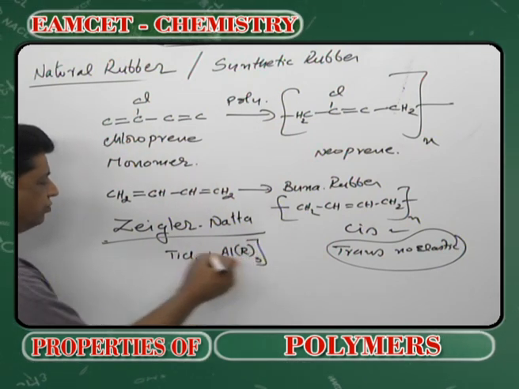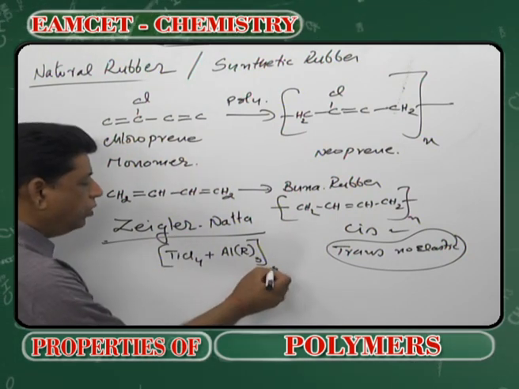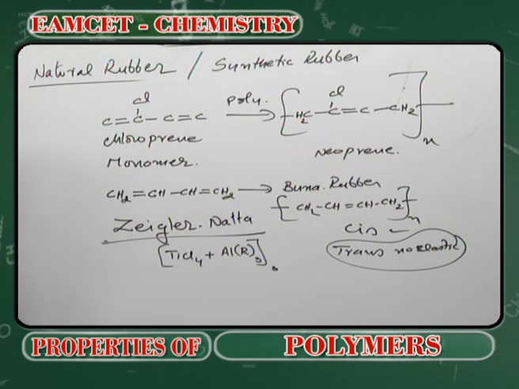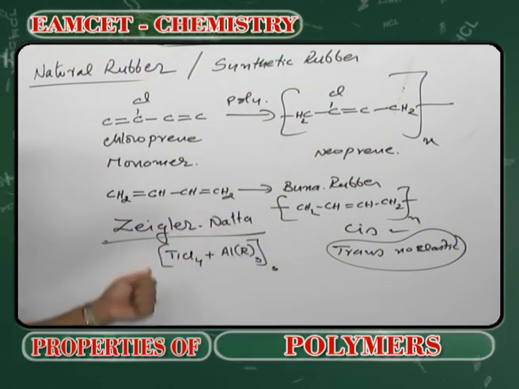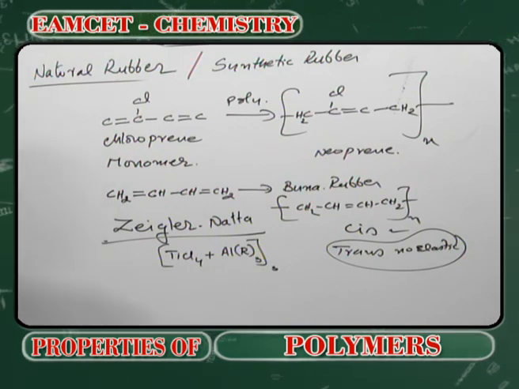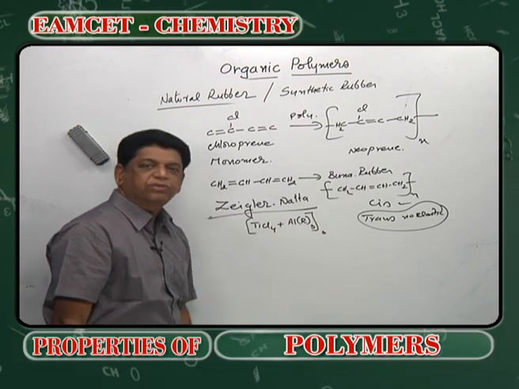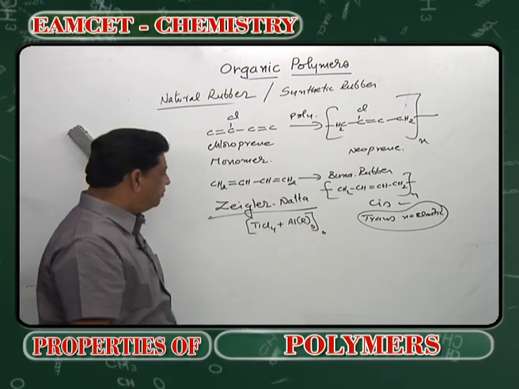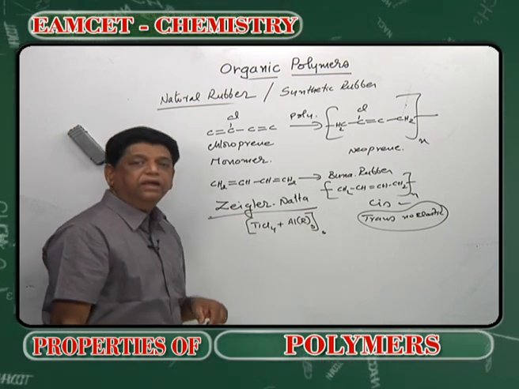The combination of these two mixtures is a solid, actually heterogeneous catalysis they have used. Using this catalyst they have prepared polymers, and they control the stereochemistry of the polymerization. If you want cis only, or trans only, the type of polymerization they are able to control. The catalyst is also known as Ziegler-Natta catalyst.